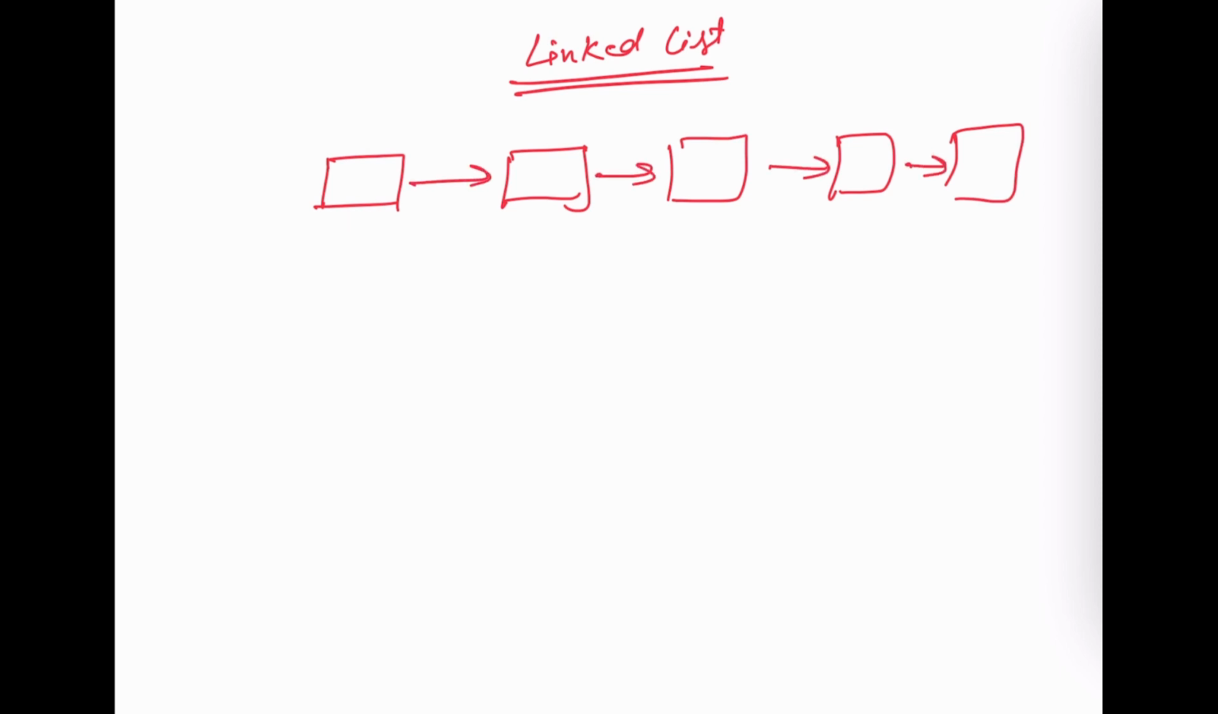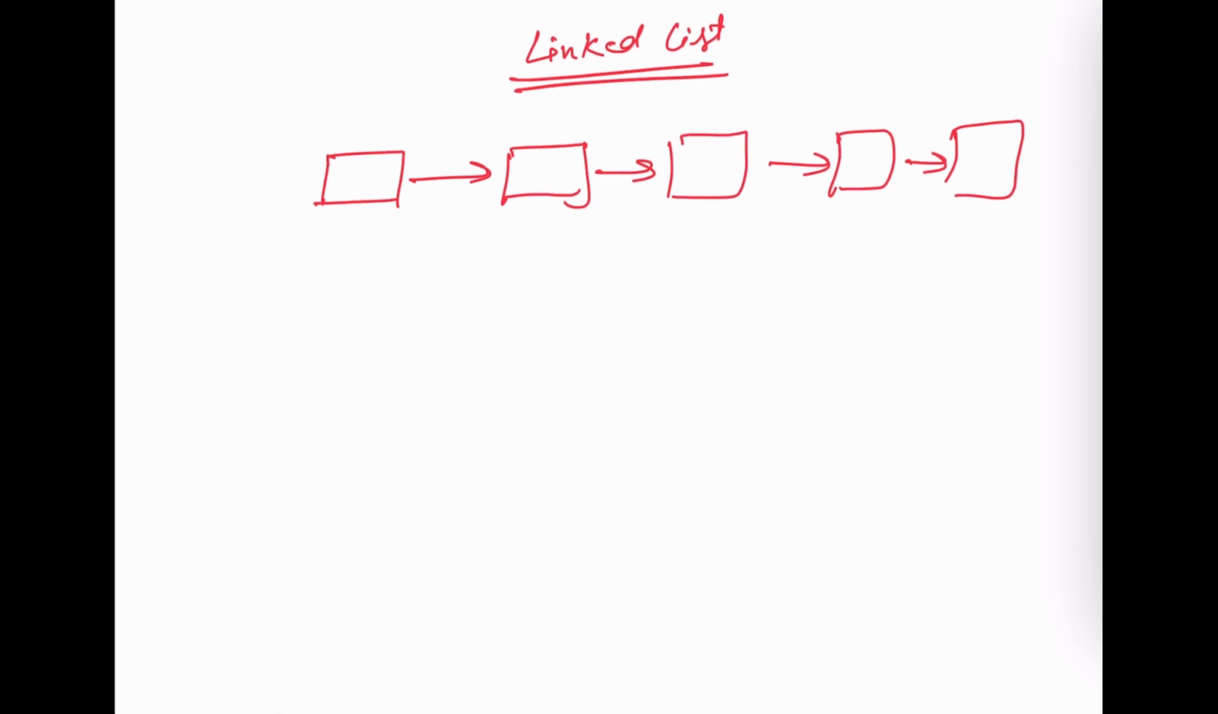so this is basically a linked list. In this, each box is called a node, and each node has two parameters in it. One is the data or the value which we want to store, and the next one will be the address of the next node. So this particular box is going to store the address of the next node.